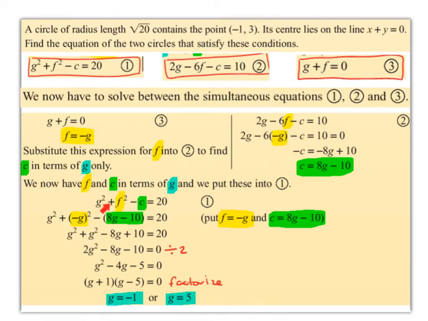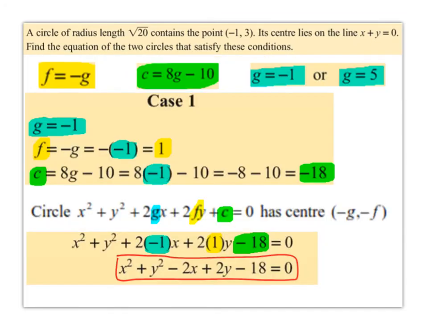So we have g squared plus f squared minus c is equal to 20. We swap f for a set of brackets and put minus g into it. We swap c for a set of brackets and put 8g minus 10 into it. Then we multiply out the brackets and simplify, so we end up with a quadratic, g squared minus 4g minus 5 is equal to 0. We factorise and solve to get g is equal to minus 1 or g is equal to 5. So we have f is equal to minus g, c is equal to 8g minus 10, and g is equal to minus 1 or 5.